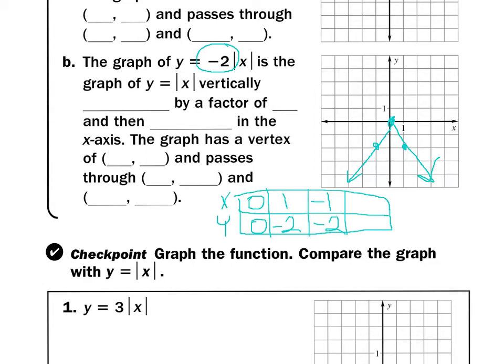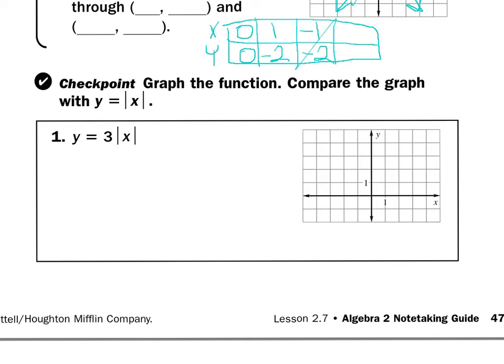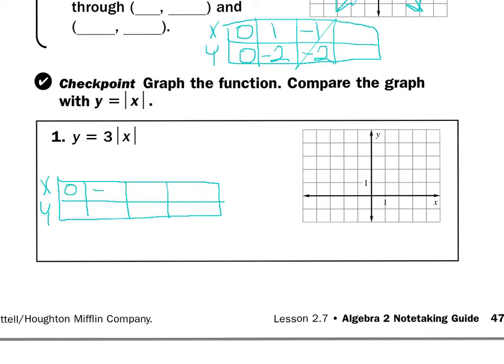Checkpoint. Go ahead and graph this by making an XY box. Make sure that you pick some positive and negative values for x. So I would pick 0, plus 1, minus 1, and then to just check yourself once you pick 2. And then go ahead and graph this and see what it looks like. Is it pointed up or down? It'll be pointed up because this is positive.